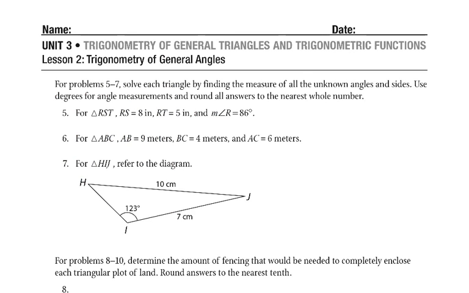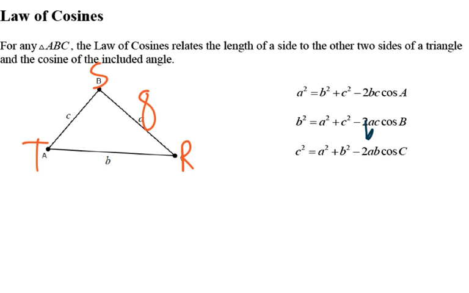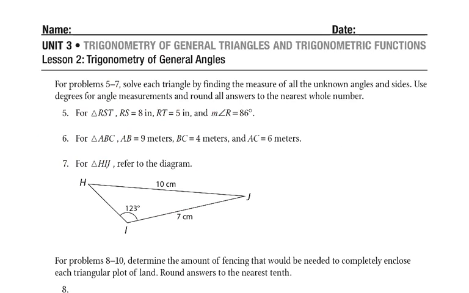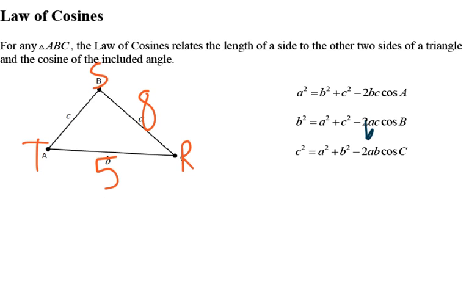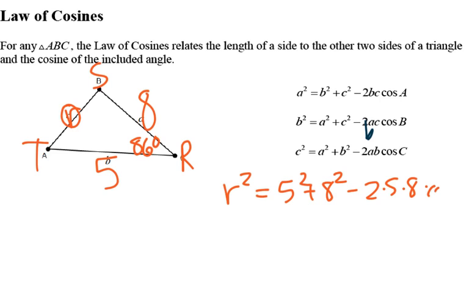RS is 8, RT is 5, and angle R is 86. Nice. Now we get to do one where we actually already have the angle. So we're looking for that right there. We'll call it little r. So little r squared equals 5 squared plus 8 squared minus 2 times 5 times 8 times the cosine of 86 degrees. Now, I can take the calculator, type it in just like that, and that'll give me my answer.